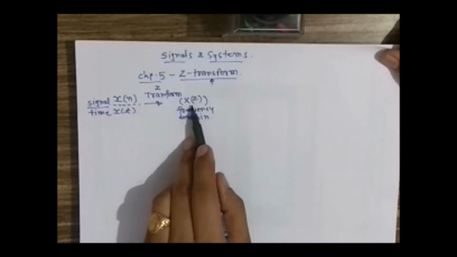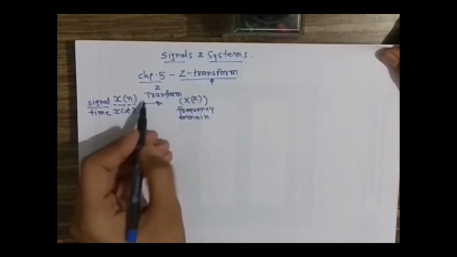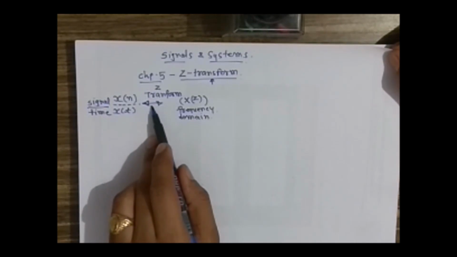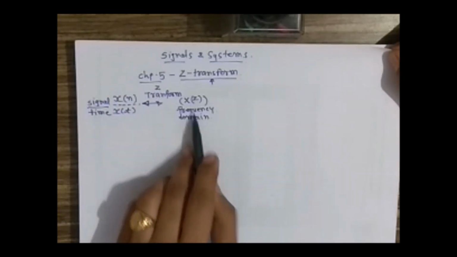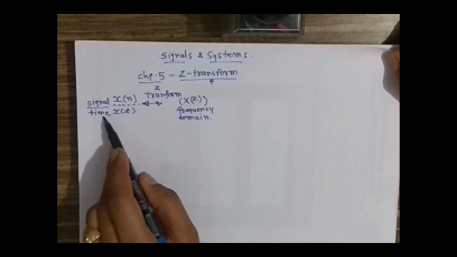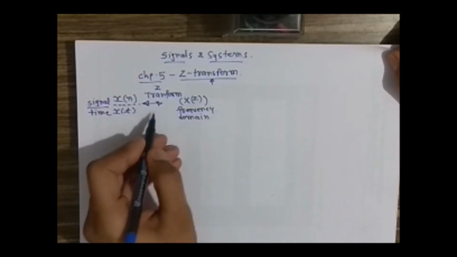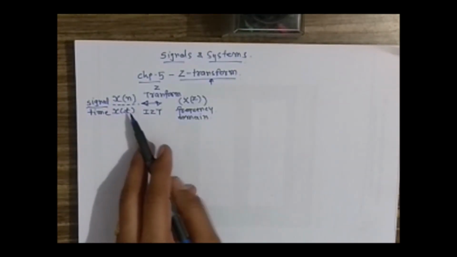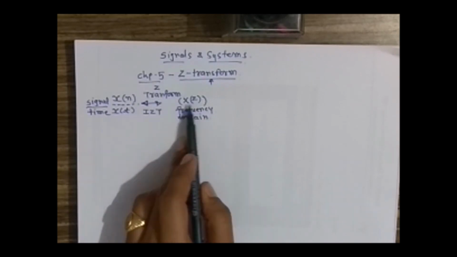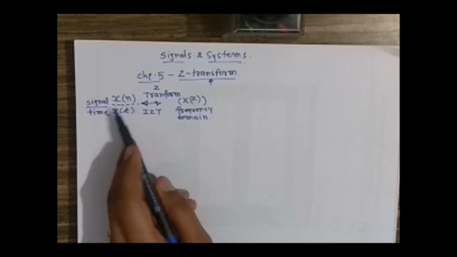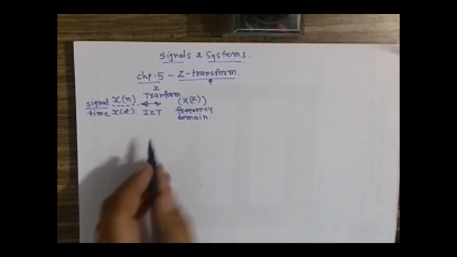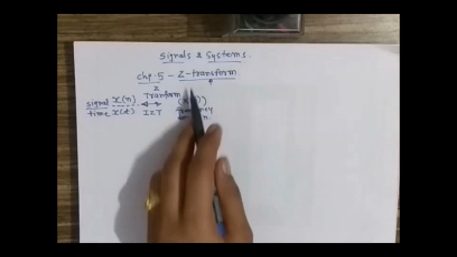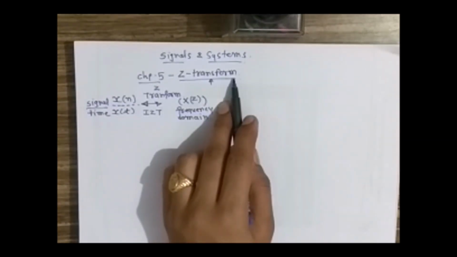So x of z is the Z transform of x of n, and the reverse is also true. The inverse Z transform converts back from frequency domain to time domain. It is known as IZT. So x of z is the inverse Z transform of x of n. So from x of z we can calculate x of n by using inverse Z transform. So let us discuss the whole scenario of Z transform.